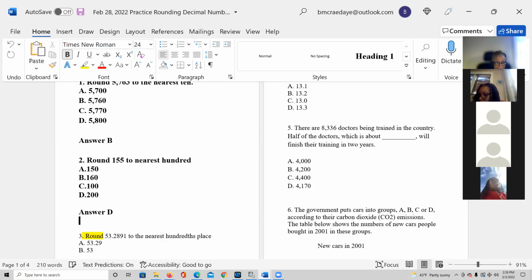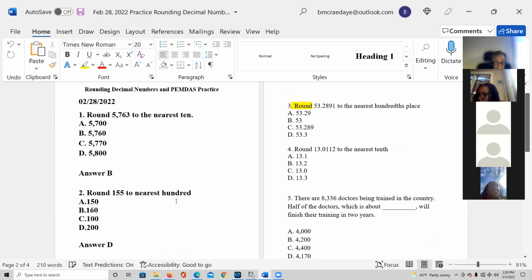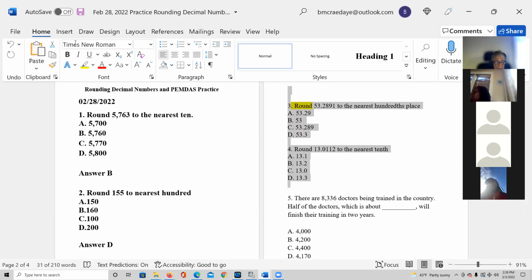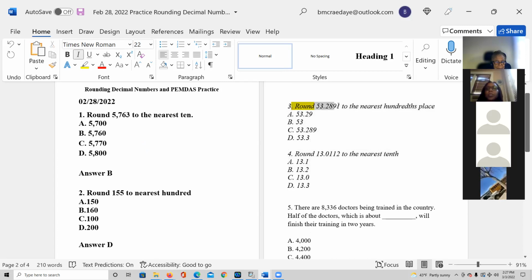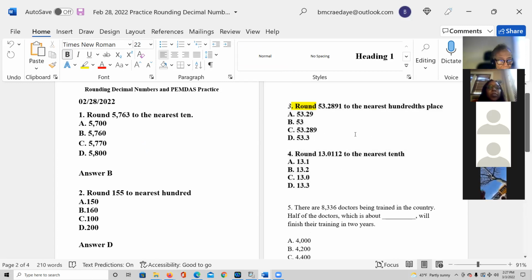Let's go to number 3. I'm going to bring that over here and make it bigger and bold so you can see it. Okay. So this is 53.2891. No, that's not 53,000. That's a decimal point.